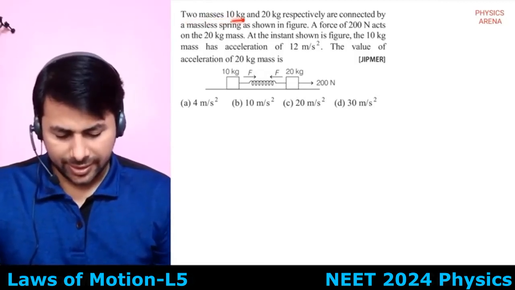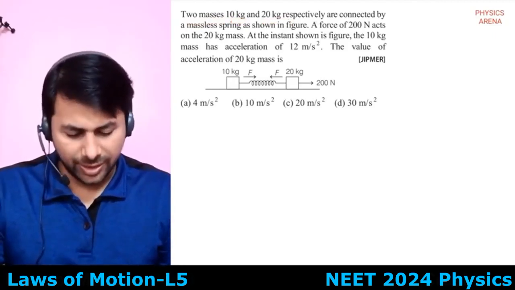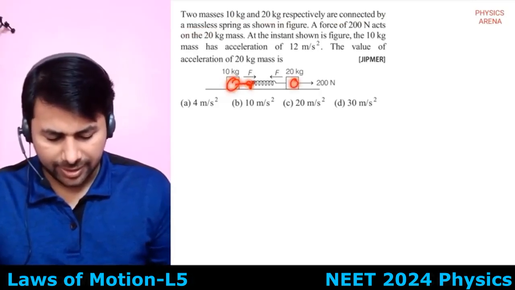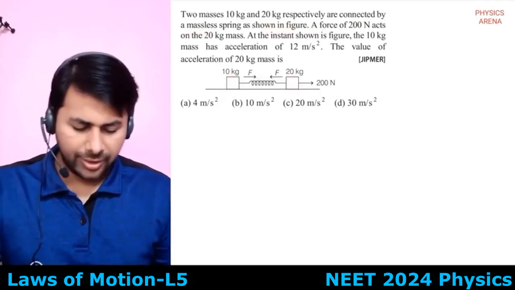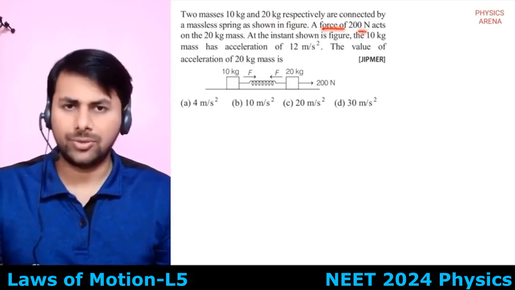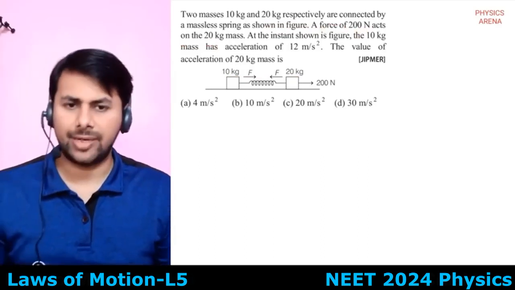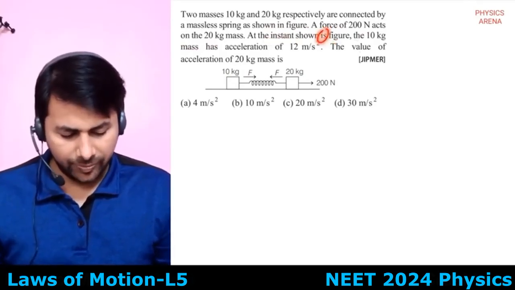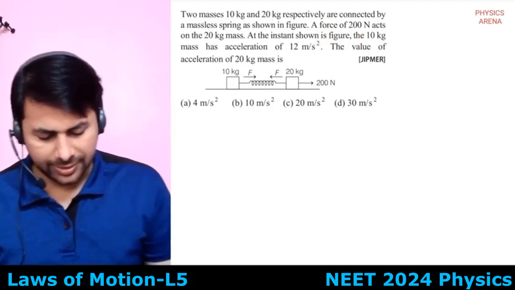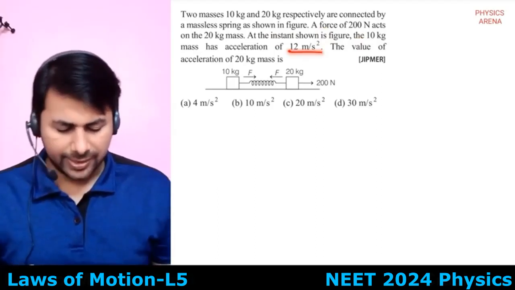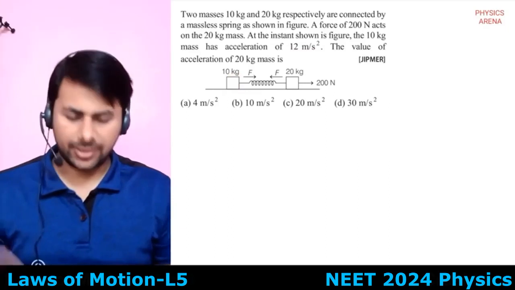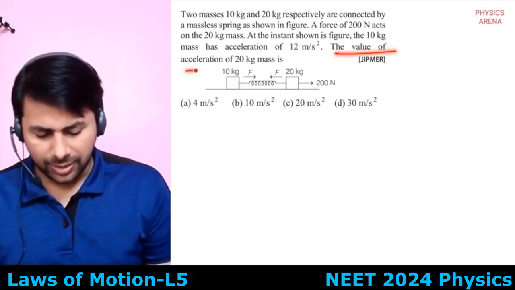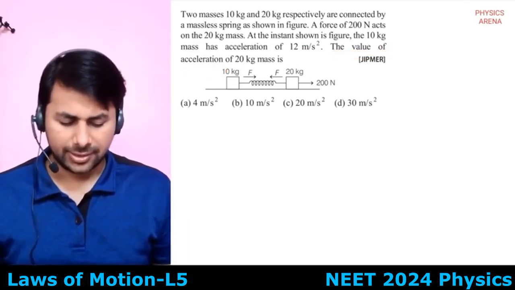Two masses, 10 kg and 20 kg respectively, are connected by a massless spring, as shown in the figure. A force of 200 Newton acts on the 20 kg mass. At the instant shown in the figure, the 10 kg mass has an acceleration of 12 meter per second square. The value of the acceleration of the 20 kg mass is, this is the question.